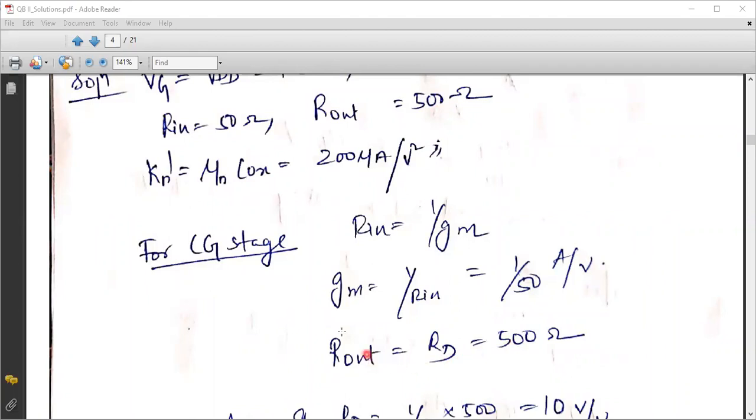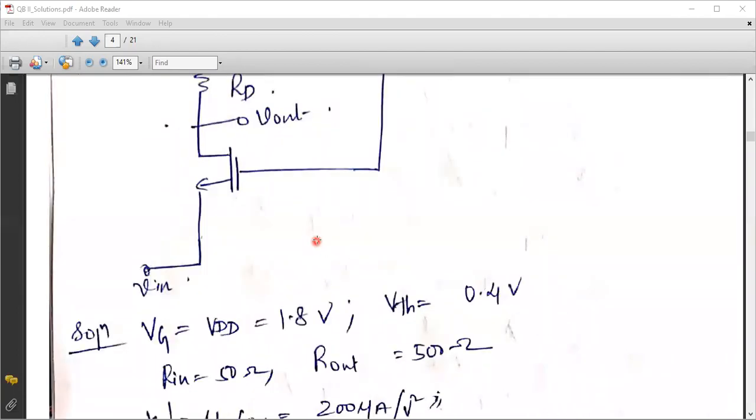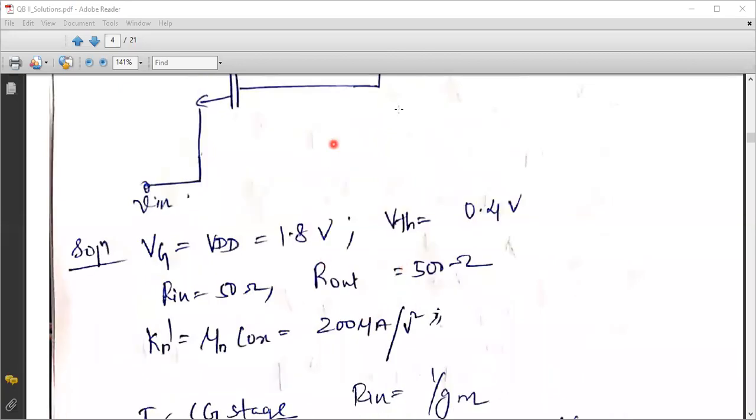The output resistance of a common gate stage will be equal to the drain resistance if we are discarding small letter r0. Nothing is mentioned as far as the r0 is concerned, right? Small letter r0 is the internal output resistance across the drain and source, so that is not mentioned. We can directly take Rout, which is equal to RD. So Rout is equal to 500.